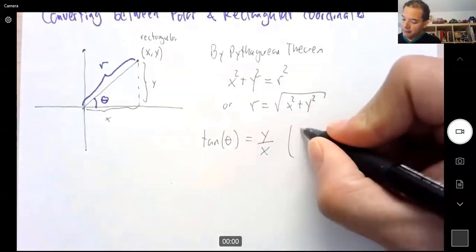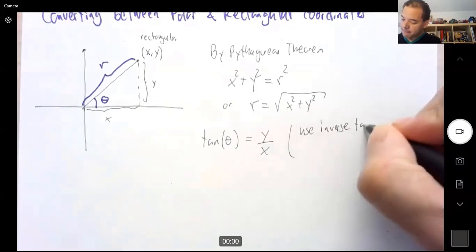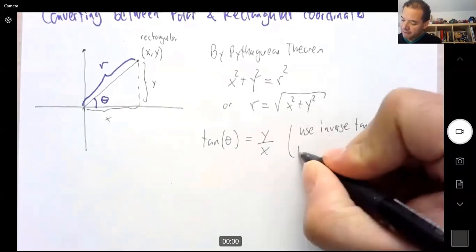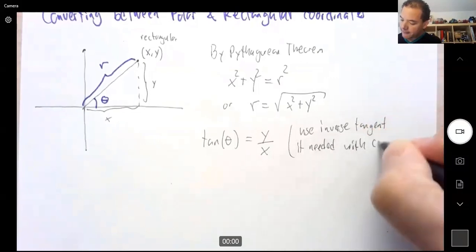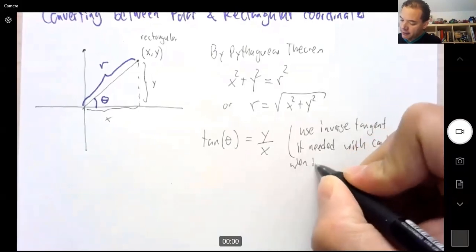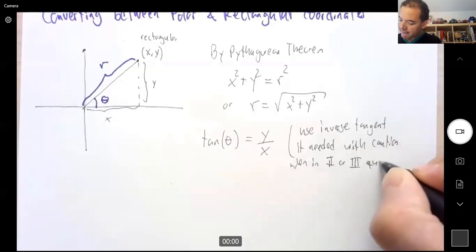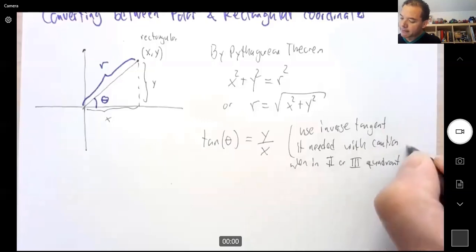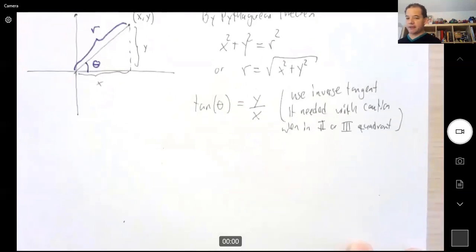So I'm going to put here: use inverse tangent if needed, with caution when in the second or third quadrant. We'll explain more when we get to the specific exercises.